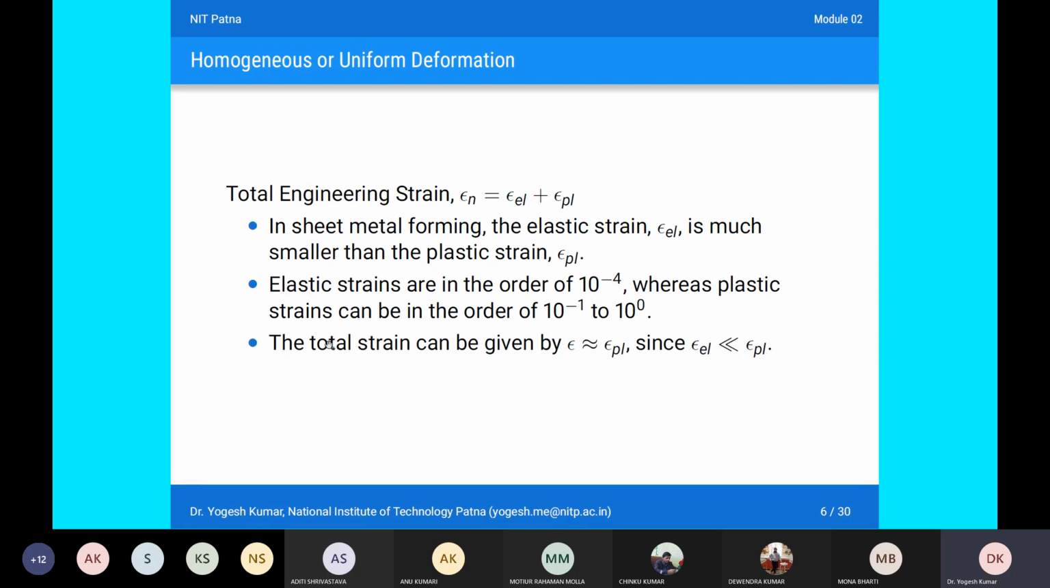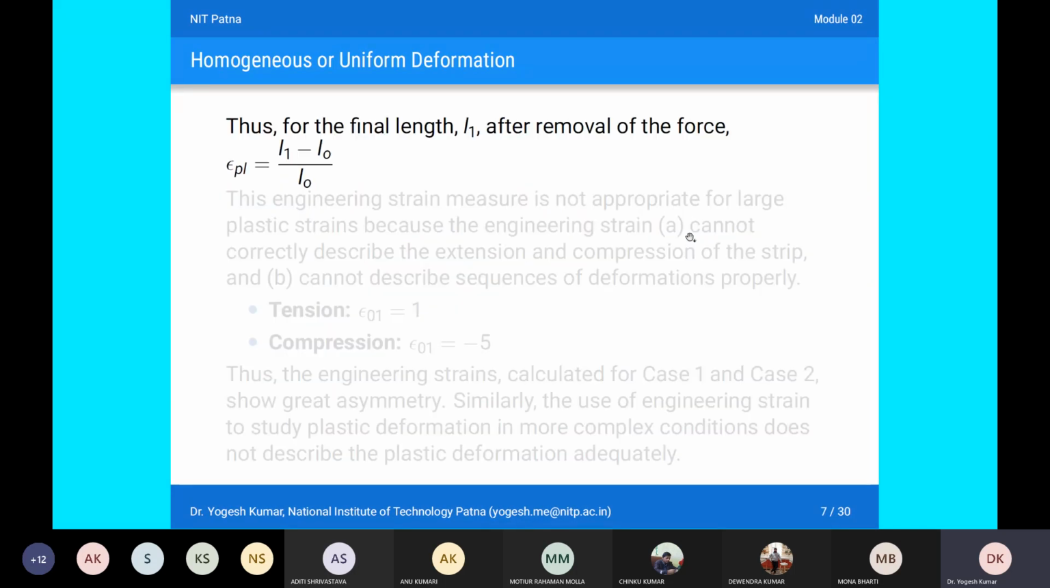Thus, we can conclude that the total strain is nearly equal to the plastic strain. And why is it so? Because the elastic strain is much less than the plastic strain. This is how we eliminate the elastic strain part in sheet metal forming processes.